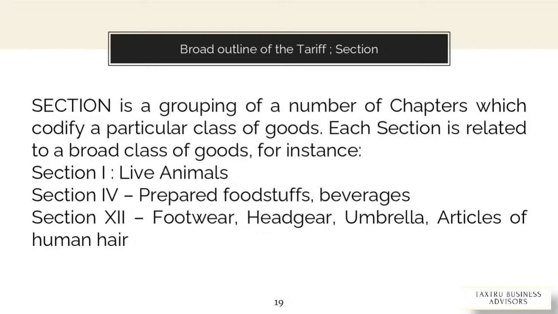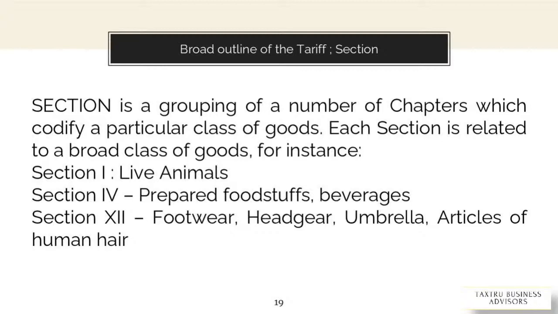We will talk about that HSN nomenclature. The importance is that all this tariff adopted by Indian law is applicable, or somehow similar, and adopted by most of the countries. So how to read it? Now this is divided into sections. What is a section? A section is a grouping of a number of chapters. In a section there are different chapters, which codify a particular class of goods. Each section is related to a broad class of goods.